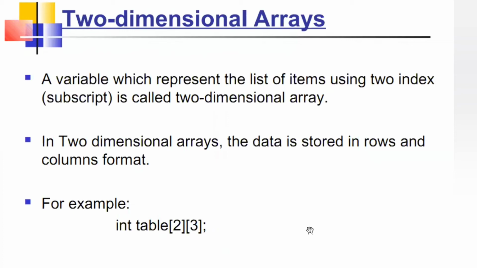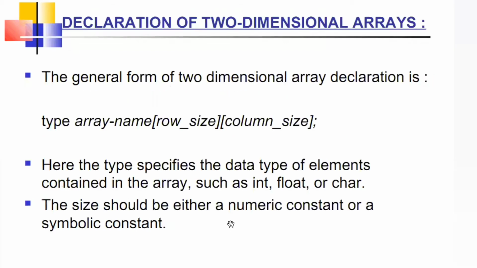Two-dimensional array: a variable which represents a list of items using two indices is called a two-dimensional array. In a two-dimensional array, the data is stored in rows and column format. For example, in table[2][3], here 2 represents the number of rows and 3 represents the number of columns.